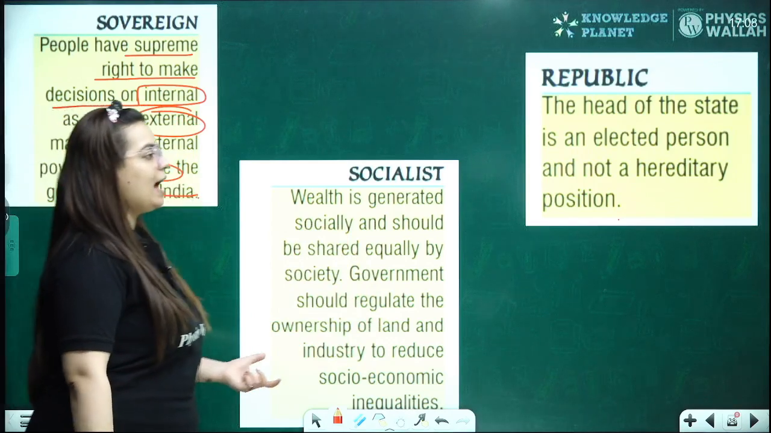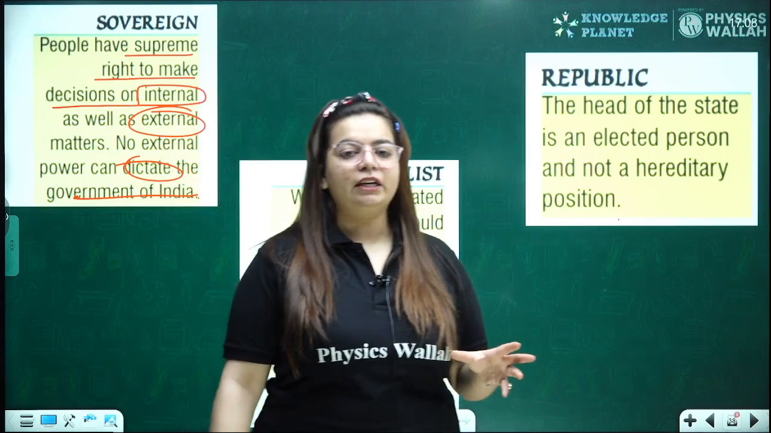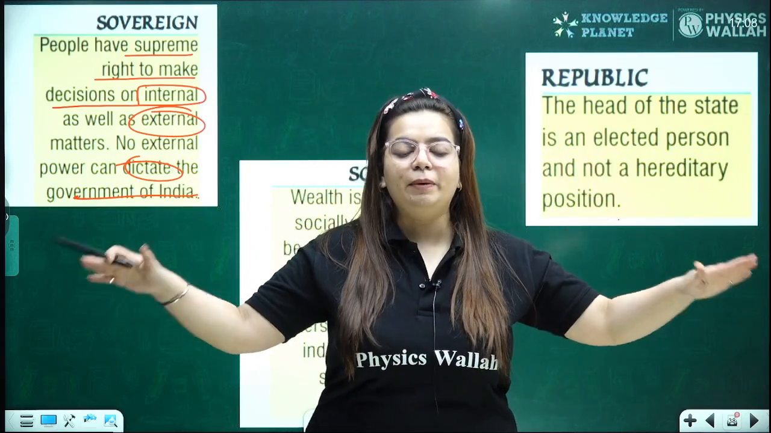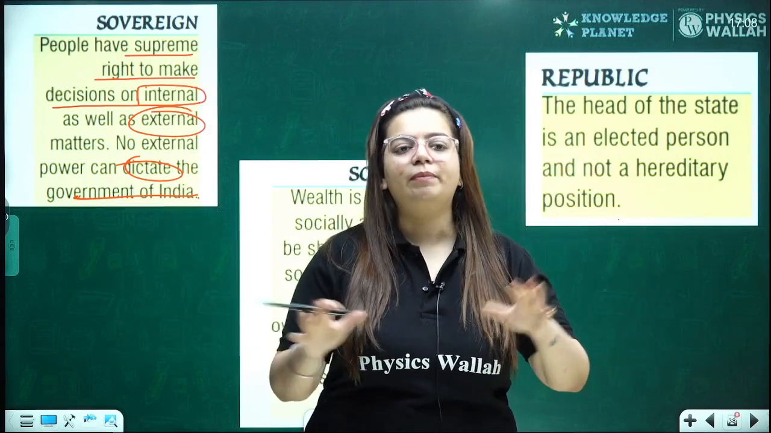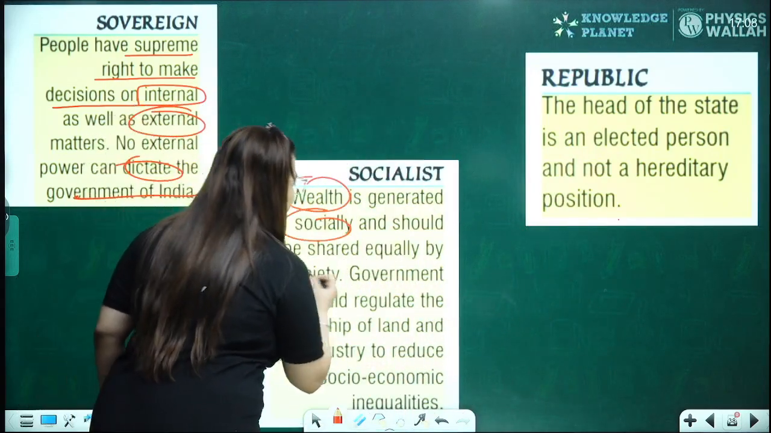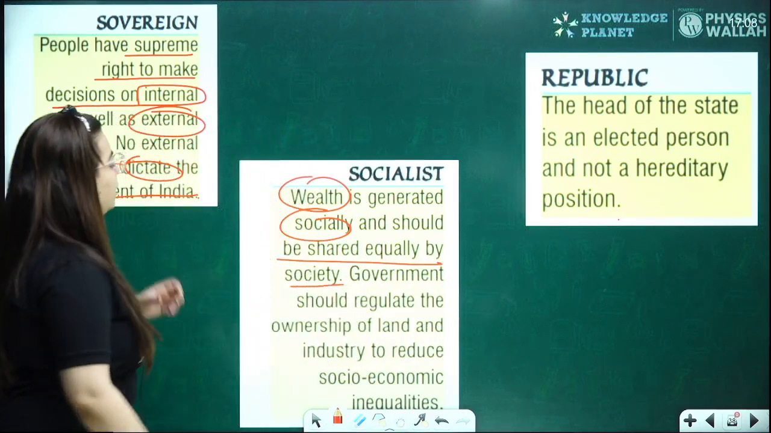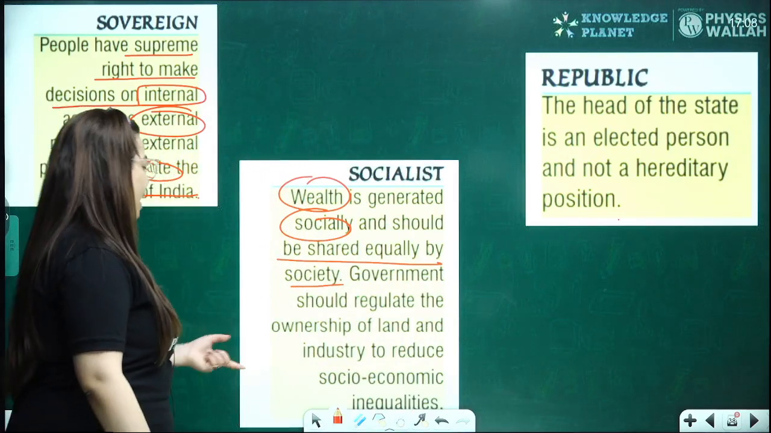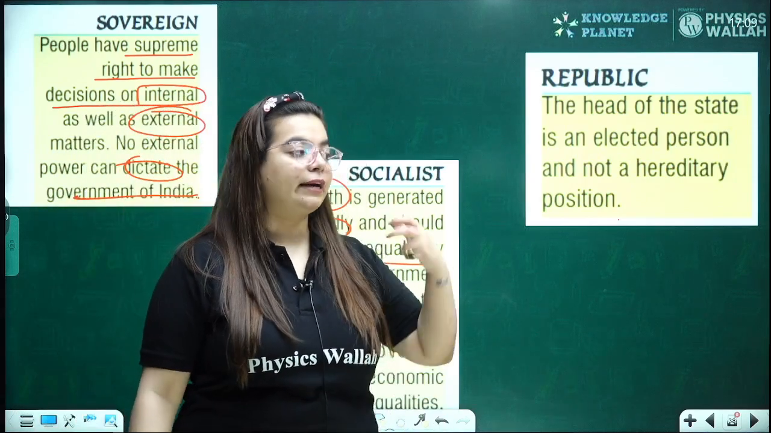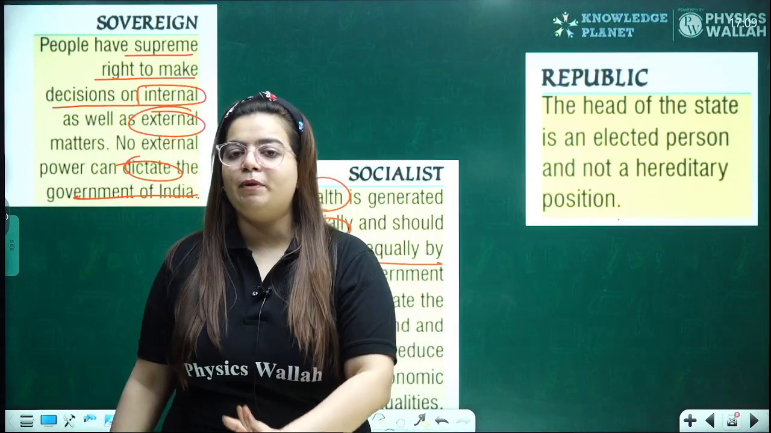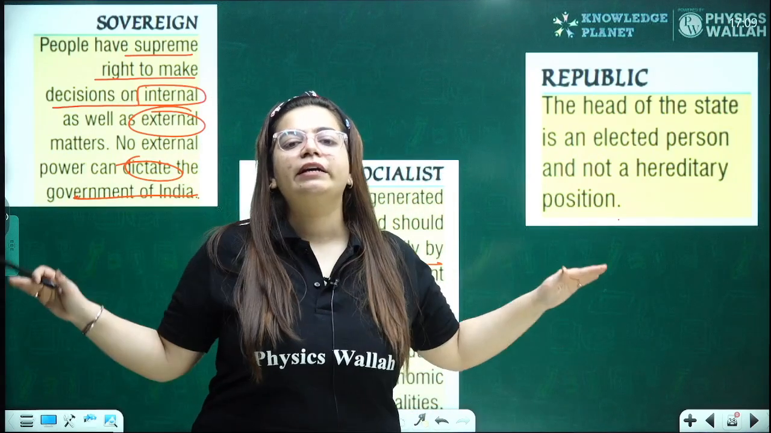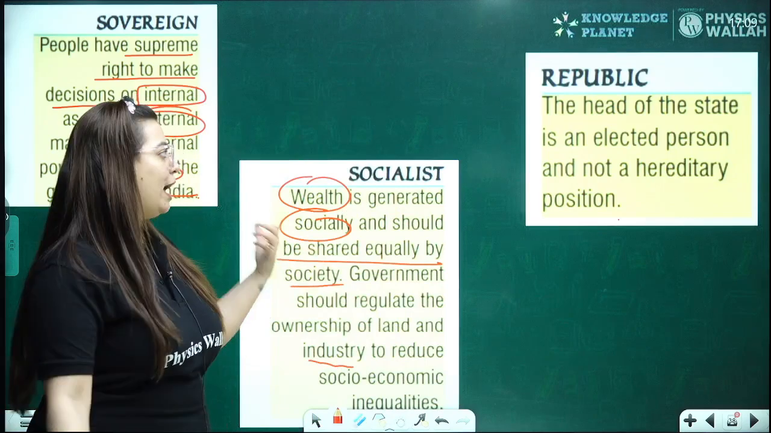Socialist, which means that wealth that is generated will not go into the hands of one person. It will be divided equally in the society. So wealth is generated socially and should be shared equally among the society. Government should regulate the ownership of land and industry to reduce socio-economic inequalities. If some people are getting a lot of land and some people are not getting it, the government should make some changes so that everyone gets equal land and opportunity as well.